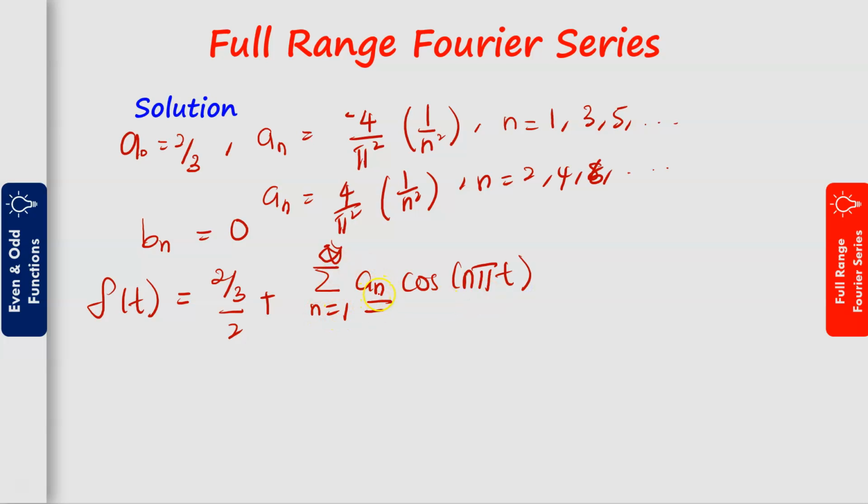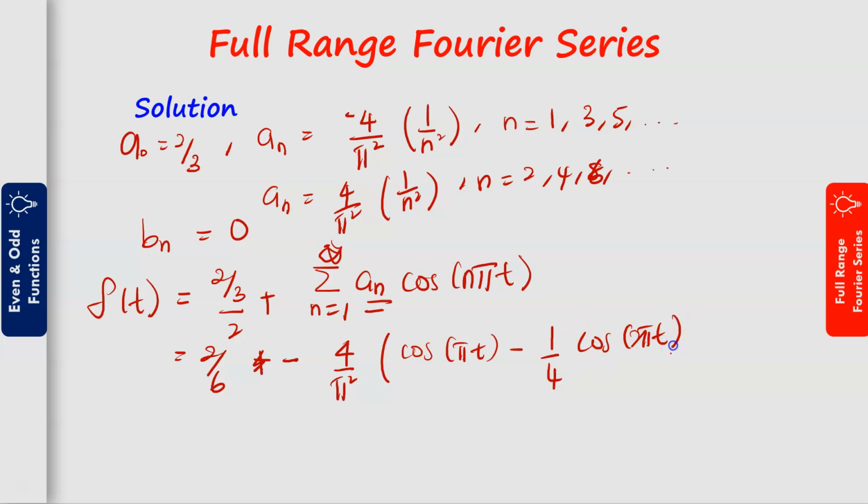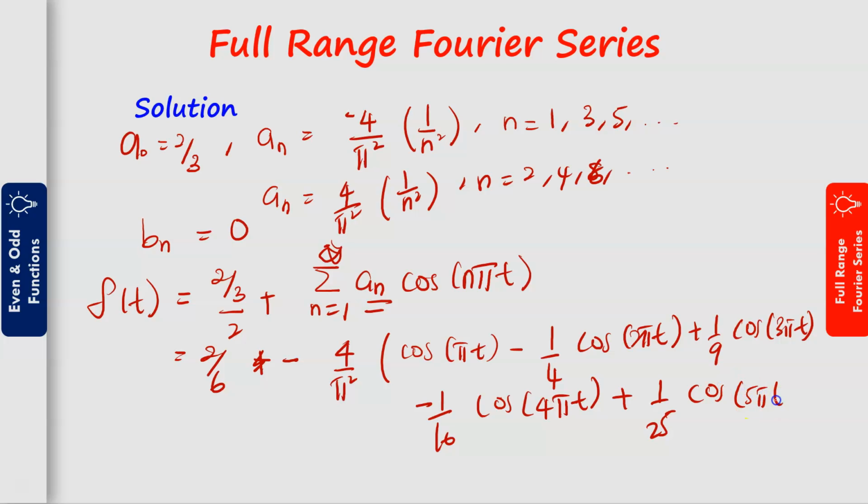And we substitute based on this one n equal to 1, 2, 3 and so on. So we'll have here 2 over 6 minus 4 over pi square. When you substitute with this function here, we'll get negative 4 over pi square and then cos pi t for n equal to 1 minus 1 over 4 cos 2 pi t, and then plus 1 over 9 cos 3 pi t for n equal to 3 minus 1 over 16 cos 4 pi t, and then plus 1 over 25 cos 5 pi t plus dot, dot, dot. And for bn, understood it is 0, means that this is the final answer for our Fourier series.